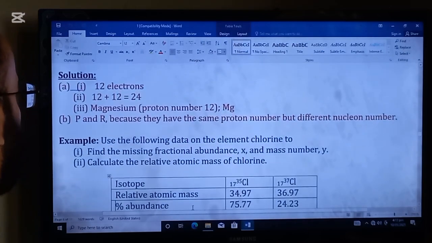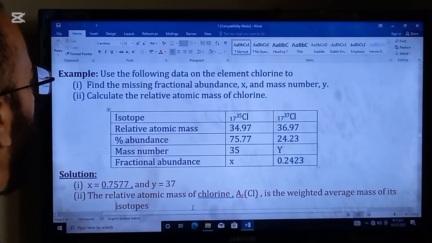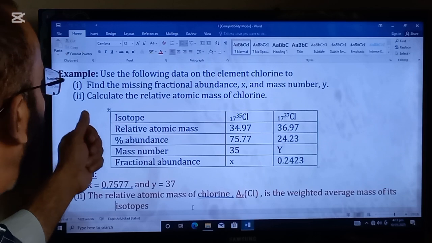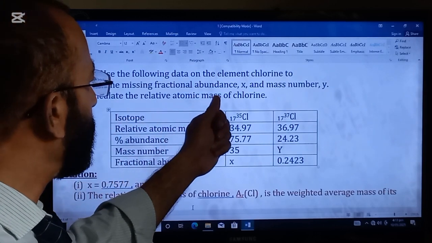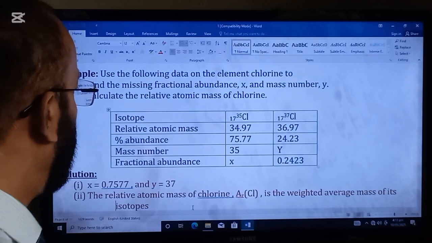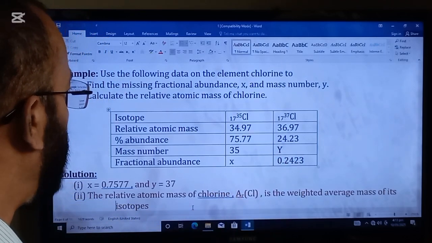And the other question is here: use the following data on the element chlorine. First part, find the missing fractional abundance X and mass number Y. So here is X and here is Y. That is the requirement.